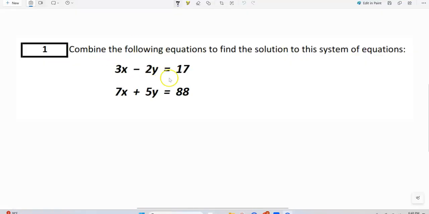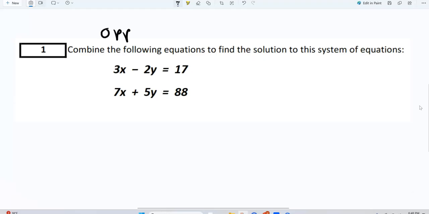Okay, so here's question number 1. I've made it bigger for us. Again, our goal is to combine the following equations to find the solution to the system of equations. Let's look at this first one. First thing I look at is the x's. I have 3 here and 7 here. Remember, I want the opposites. So our goal is opposite plus opposite, I'm going to abbreviate, equals 0.